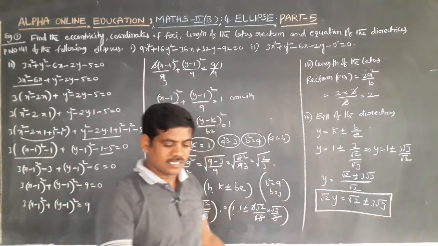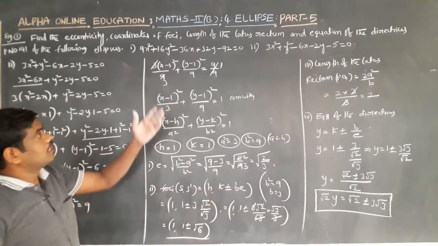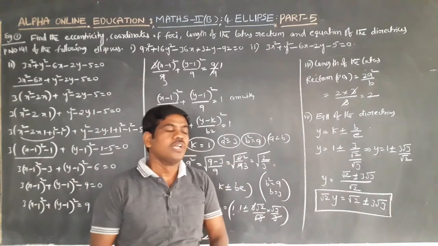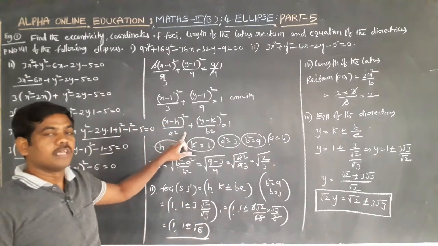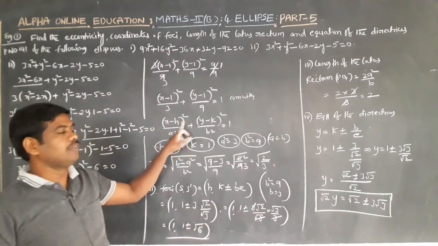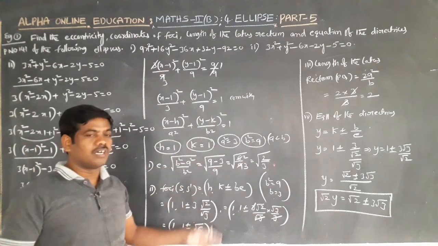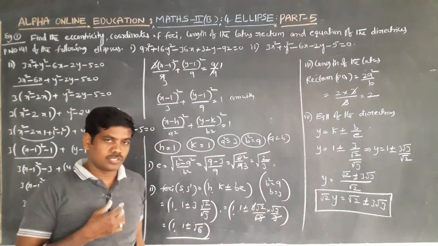This is the process. First of all, the given equation is transformed or reduced into the various forms of the ellipse. Find the values of h comma k and a comma b by using the formulas. This is the most important problem.